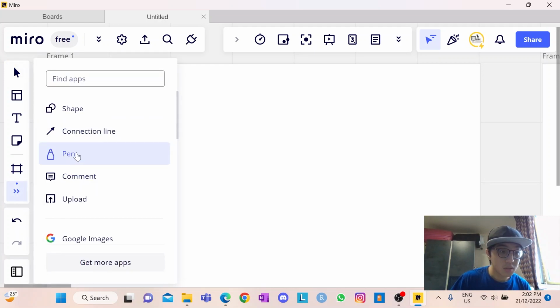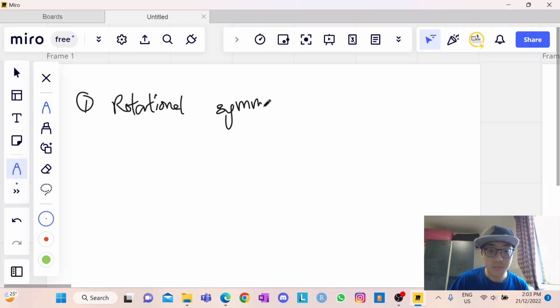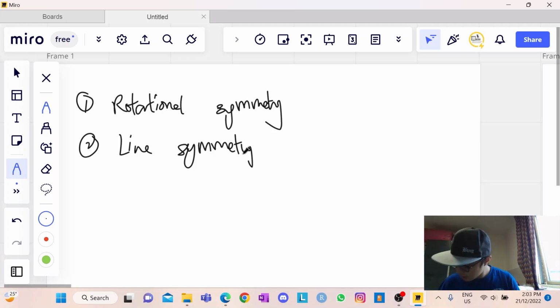Okay, so the first thing we're gonna do today is about rotational symmetry and line symmetry. Just to double confirm the name, and excuse my spelling if it's wrong.